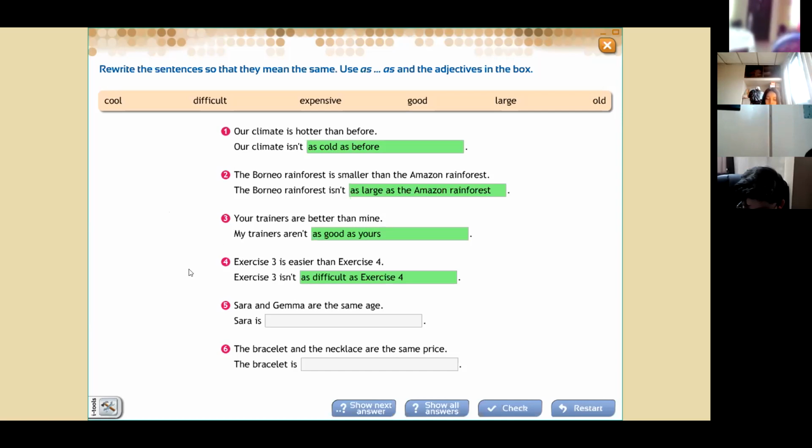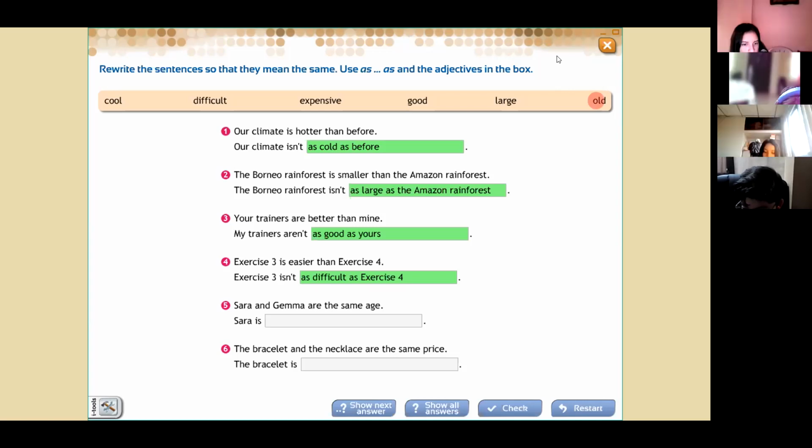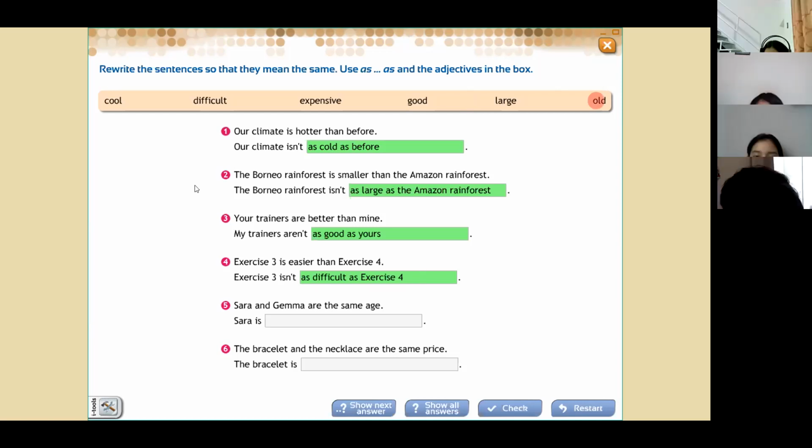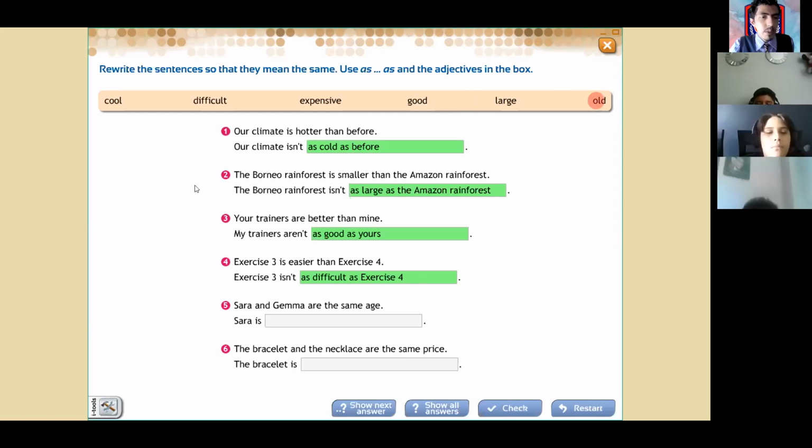So let's see, Ms. Barba, maybe number 5. Sarah and Gemma are the same age. And of course, I'm going to give you some help with this. You need the adjective old. So how would you tell this? Sarah is. Continue, please. Don't worry. Sorry, can you repeat? I guess you had an internet problem and I couldn't hear you. Sarah is as old as. Yeah, that's right. Completely right. Thank you. Remember, Sarah is as old as Gemma. Very good. And the last one, 6.